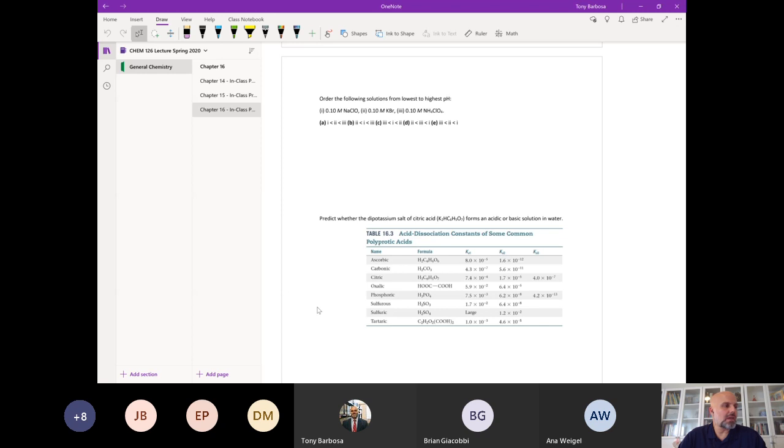You're going to be looking at the Kas or the Kbs. Obviously, the strong acids in that table at the top of the chart are all going to be completely dissociated, so there's no Ka for those. And anything that has a Ka is just going to be a weak acid. So therefore, its conjugate base is going to produce a basic solution. All right, so here's the example.